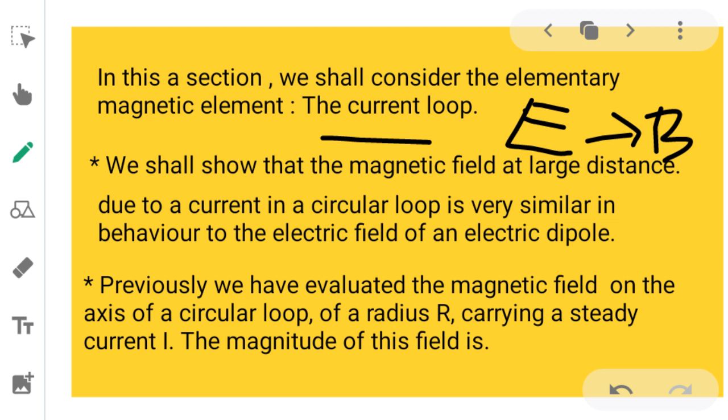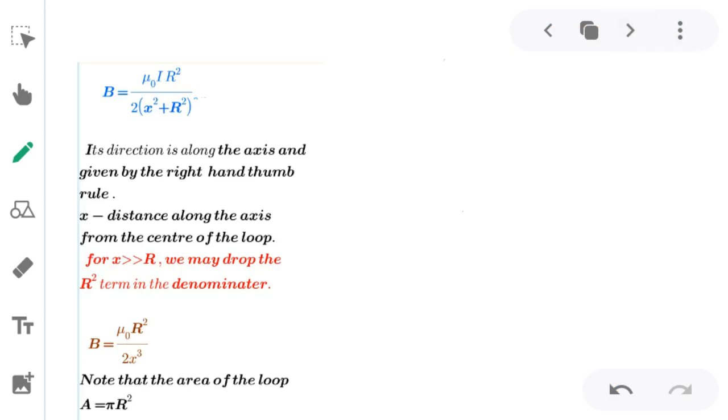Previously we have evaluated the magnetic field on the axis of a circular loop of radius r carrying a steady current I. The magnitude of this field is given by B equals mu naught I r square divided by 2 into (x square plus r square) raised to 3 by 2. So this is the magnetic field equation. Its direction is along the axis and is given by the right hand thumb rule.